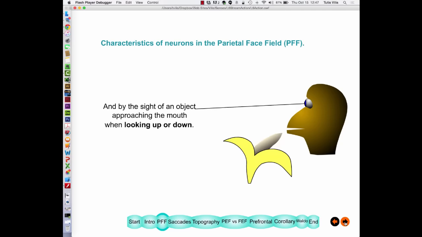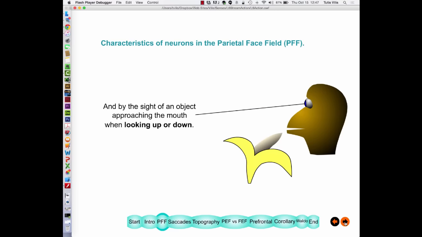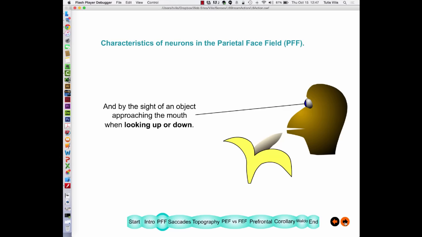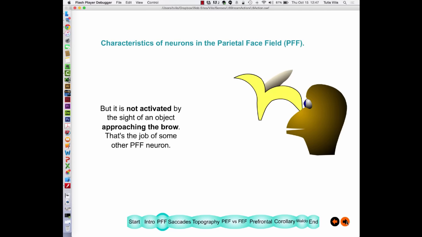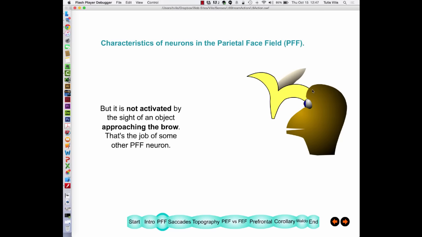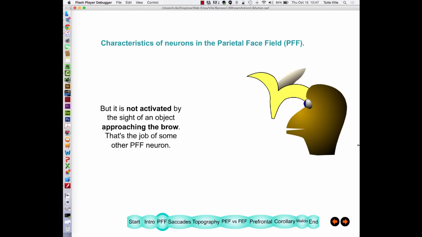And it doesn't matter where you look. That's important because it tells you that it's not coding with respect to the eye, because the eye is moving. It's coding with respect to the face. And it's not activated if something touches the brow. So that neuron that we were looking at a moment ago would be silent. But there's another neuron that we could locate that would be active for this particular spot on the face.